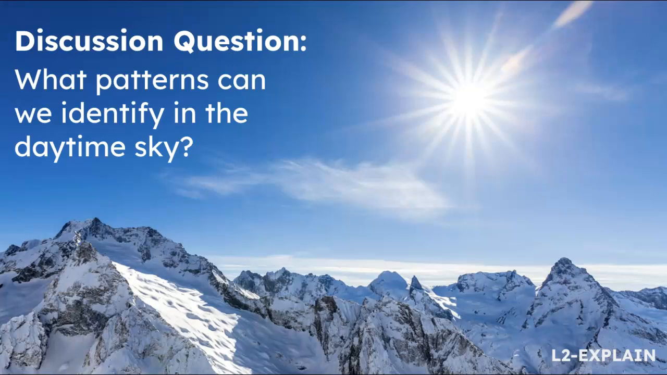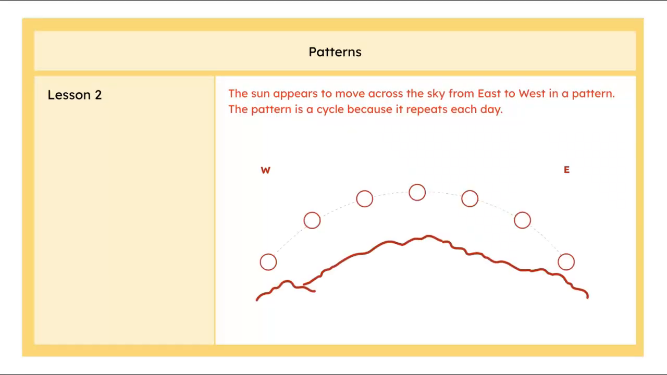For the Explain portion, you'll invite students to gather in a circle to share their observations about the daytime sky. You'll use the provided questions to guide your discussion around the question, what patterns can we identify in the daytime sky? The goal of this class discussion is to describe how the sun appears to move across the sky in a pattern from east to west. You'll use the discussion to add to the Unit 7 pattern chart.